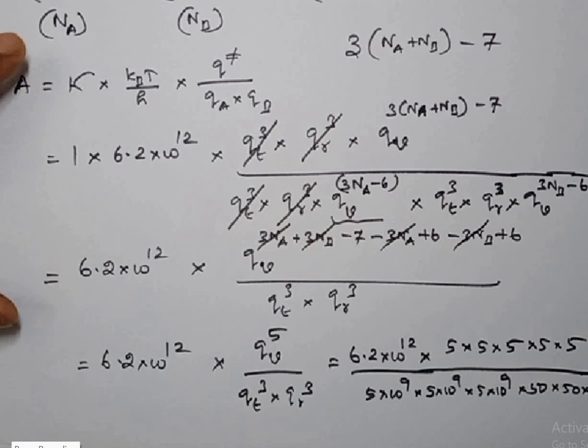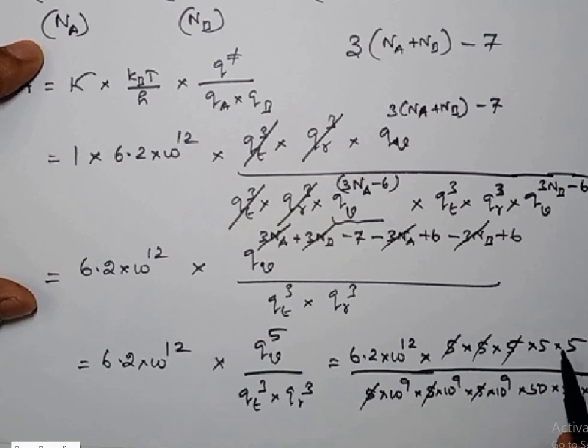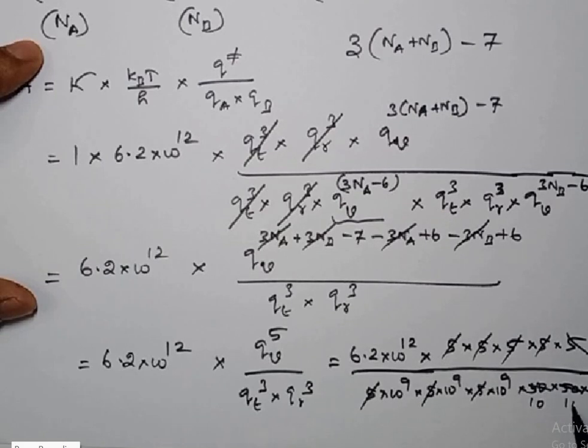Yes. Just simplify this. The 5s cancel: 1 five with 1 five, and so on. Then 1 five is 5, 10 fives are 50. Then we have a 50 here.